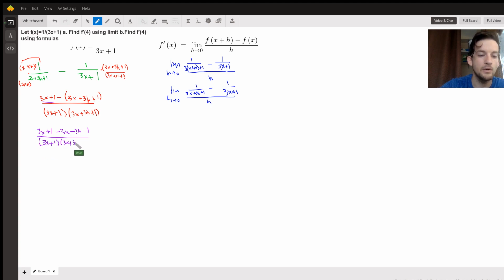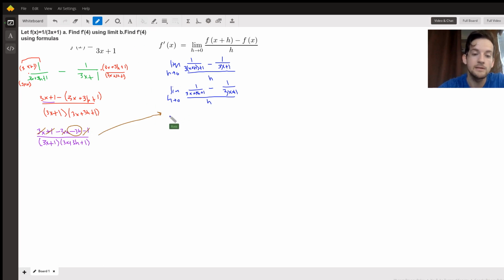And hopefully you've already noticed that in the numerator, we're actually now going to be able to cancel the 3x's and the 1's. So the only thing left in the numerator is going to be negative 3h, which you'll see in a second is going to be super convenient. So now that all that's done, I'm going to bring it back over here to our limit. Told you it's a lot of steps.